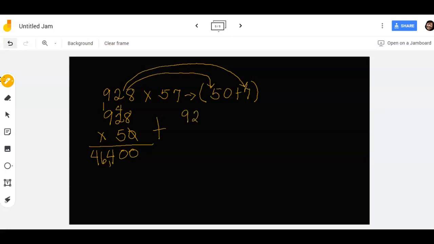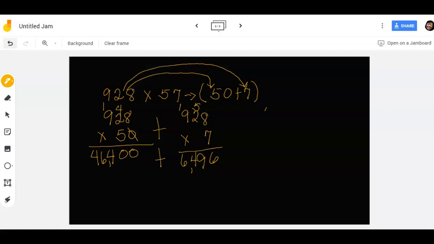928 times 7. So I am going to multiply 7 times 8. That gives me 56. So 6, carry 5. 7 times 2 is 14, plus 5 is 19. So 9, carry 1. 7 times 9 is 63, plus 1 is 64. My second partial product is 6,496.